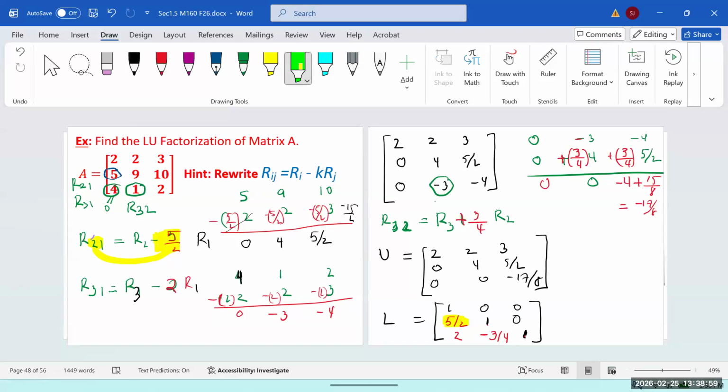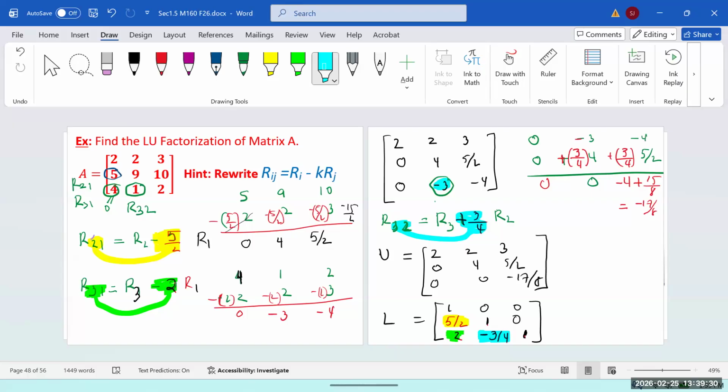Next, in the 3, 1 position, we use negative 2. So in this 3, 1 position, we have to use positive 2. Lastly, to change this negative 3/2 position, we use positive 3/4. So in this position, we're supposed to have negative 3/4. And then we can verify to see whether these are correct or not.